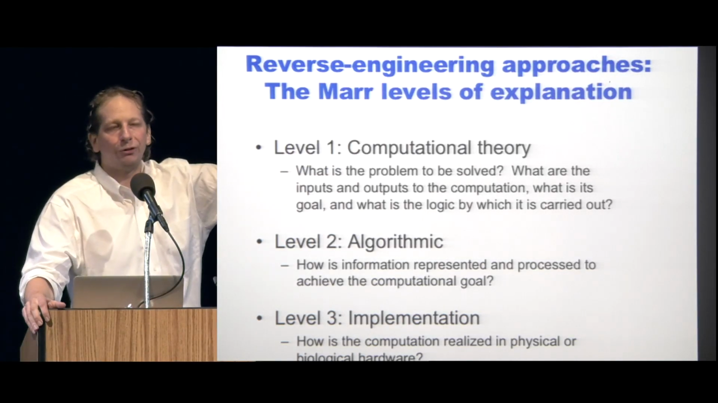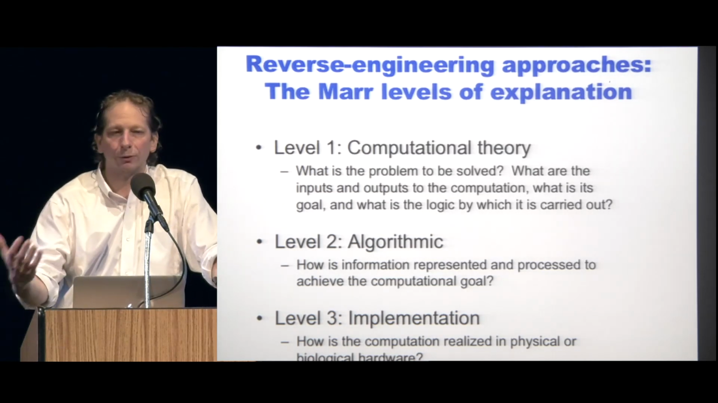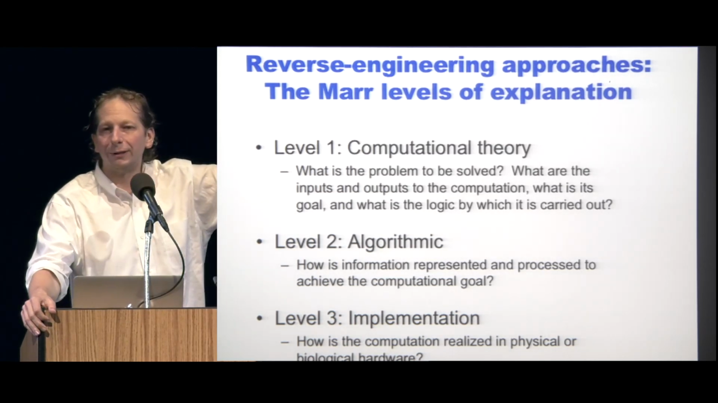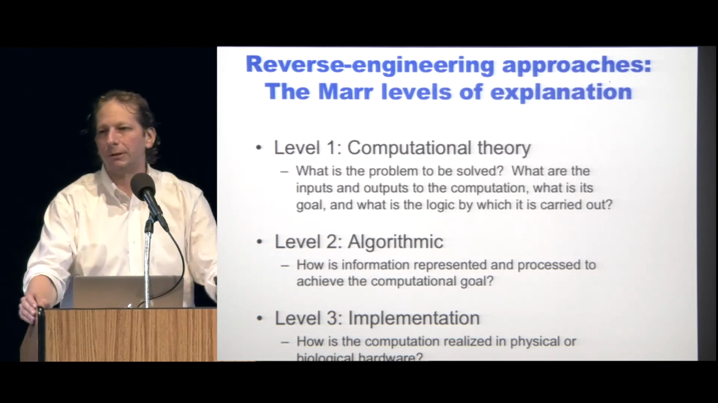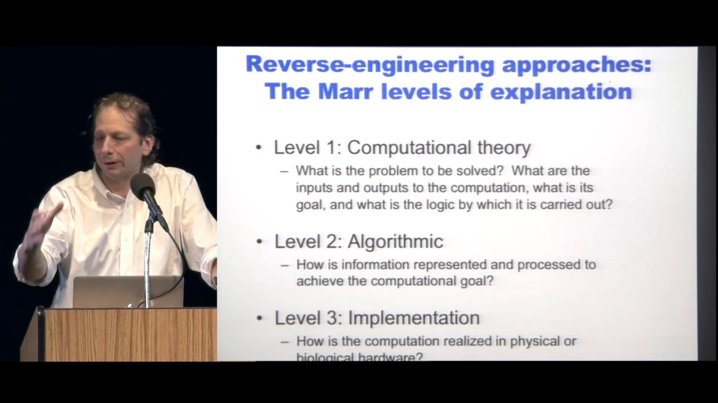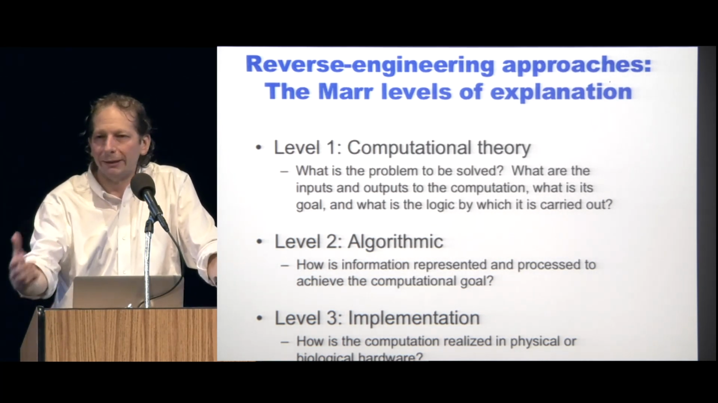Again, I think all of us here are familiar with Marr's famous levels of explanation, which is really a guide for a landscape of reverse engineering, right? We can talk about the computational theory level, in which we ask, what is the problem to be solved for some cognitive system? And what is the logic by which it is carried out? What are the inputs and the outputs that specify the problem? And how, in principle, might it be achieved?